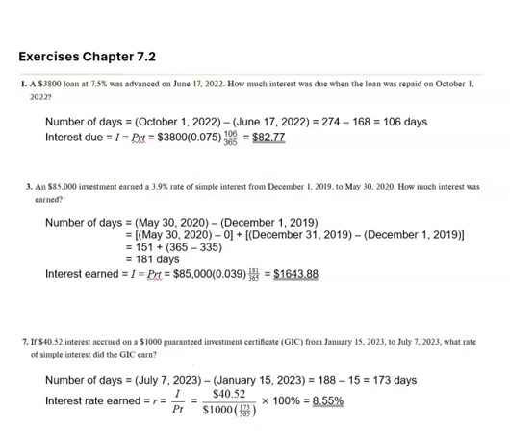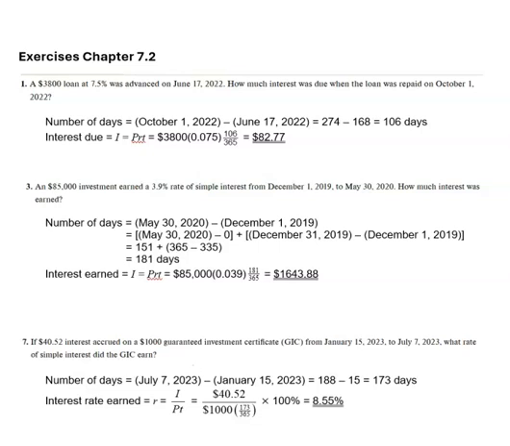Okay, so number 1, a $3,800 loan at 7.5% was advanced on or given on June 17th, 2022. So remember, the one thing you need to look at here is figuring out for sure whether or not it's a leap year, okay? And if it is a leap year, remember, if it doesn't involve February, it's not added to the top part, but it does have to be added to the bottom part. Okay, numerator versus denominator. How much interest was due when the loan was repaid on October 1st, 2022? And 2022 is not a leap year.